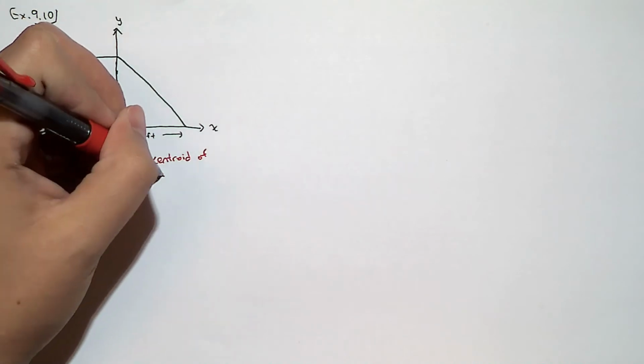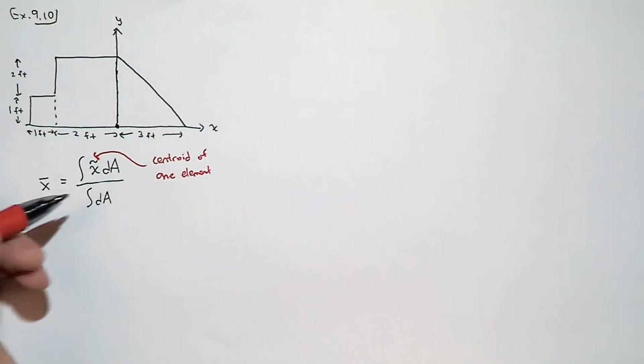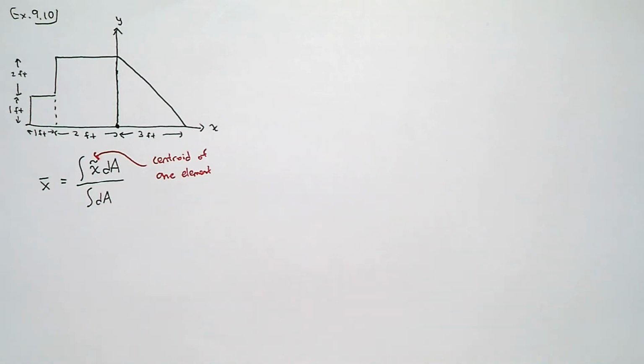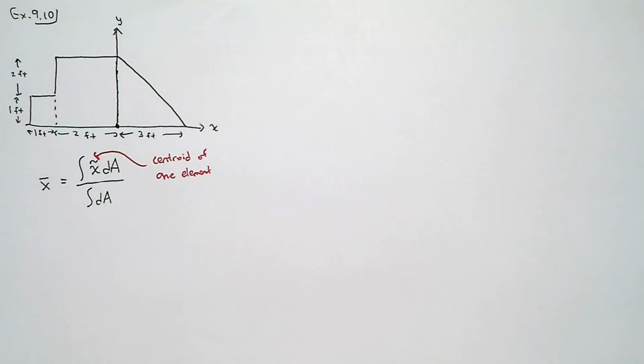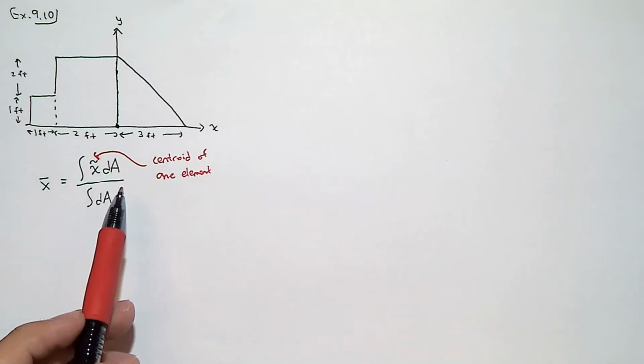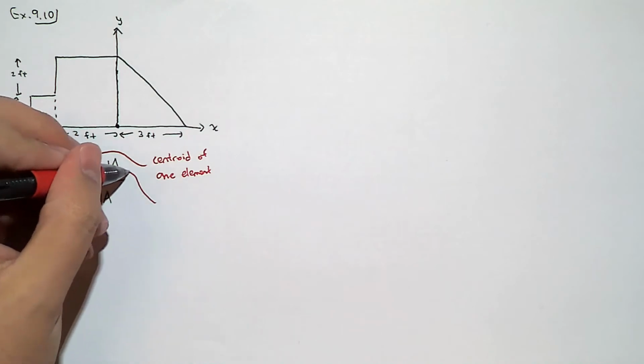I'm just saying one element, right? Because with the integral, you add them up. So you add multiple, but each x squiggly is one element. And what does this dA represent? Just dA, not the integral of dA. The area of that element, right? So whereas x squiggly is the centroid of this one element, dA is that element's area.